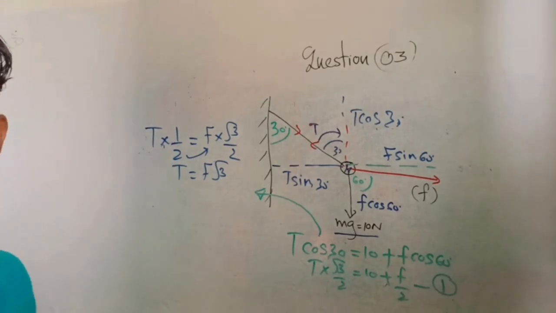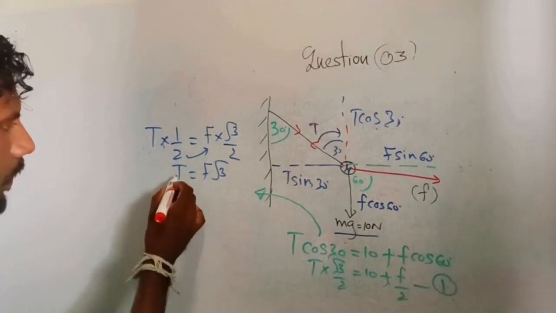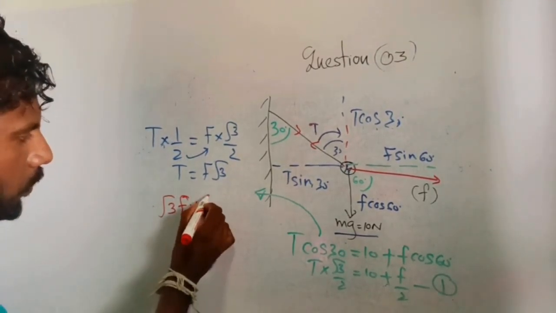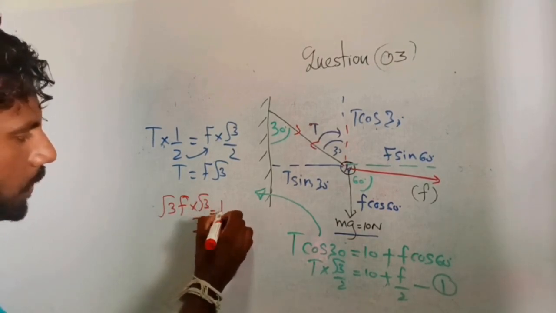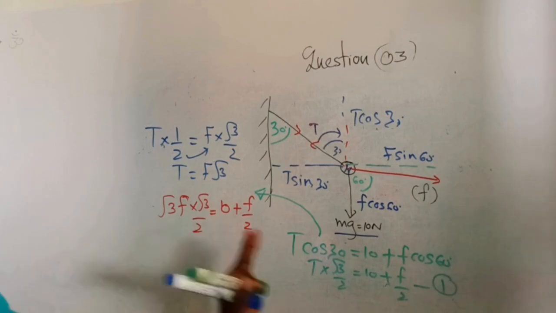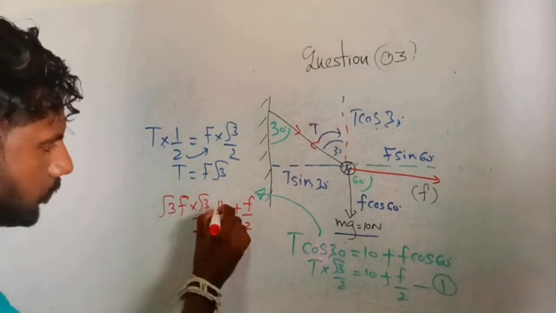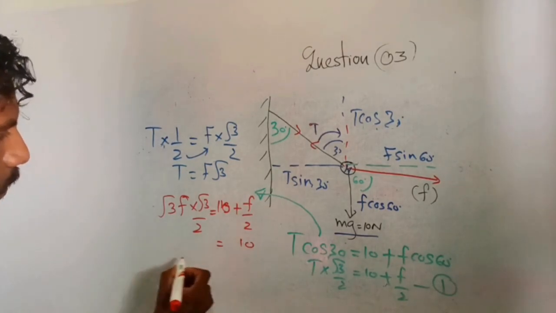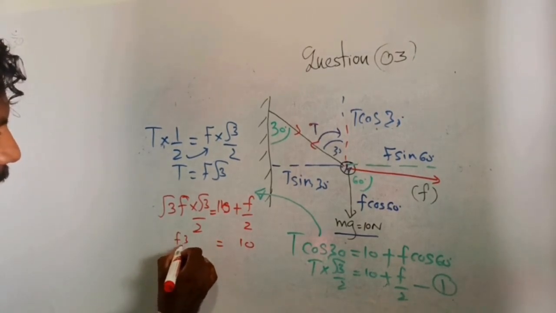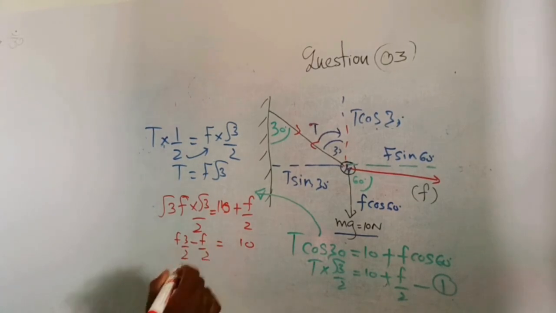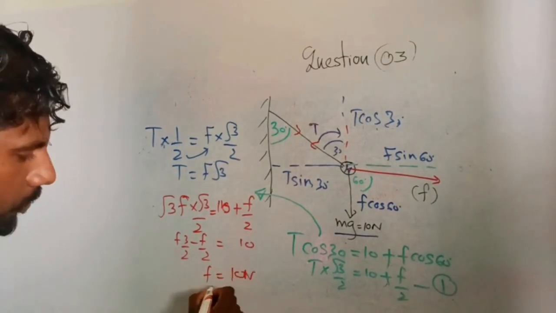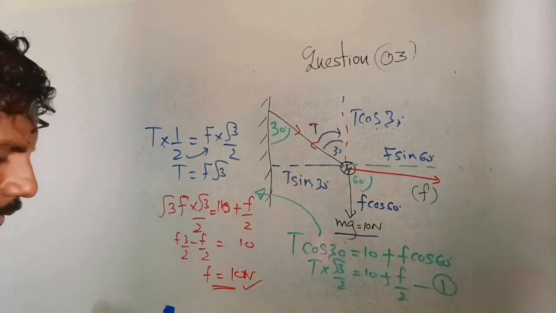So T cos 30, with T as root 3 F and cos 30 as root 3 over 2, equals 10 plus F over 2. Let's take F to one side: 10 equals F times root 3 into root 3, that's 3 over 2, minus F over 2. 1.5 minus 0.5 is of course 1. So F equals 10 Newton. So we have the answer for F.